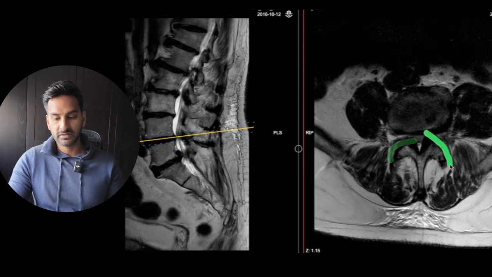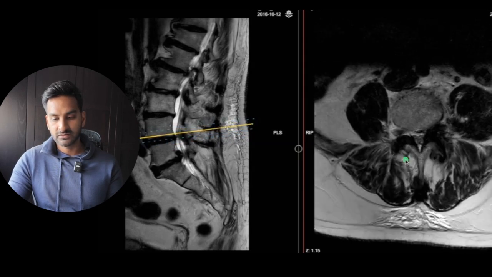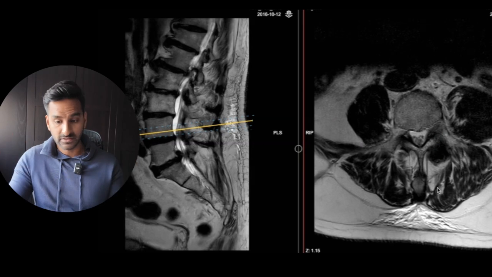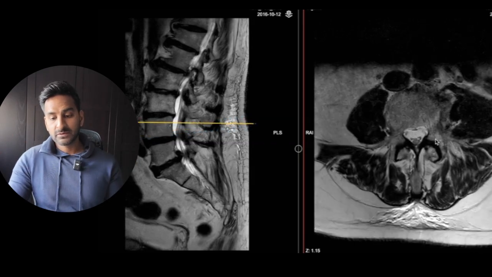These are the facet joints over here, and you can see that these look very, very regular. These are synovial joints like any other joint, like your fingers and the rest of it. But these can also get inflamed, just like in ankylosing spondylitis. They can get infected.